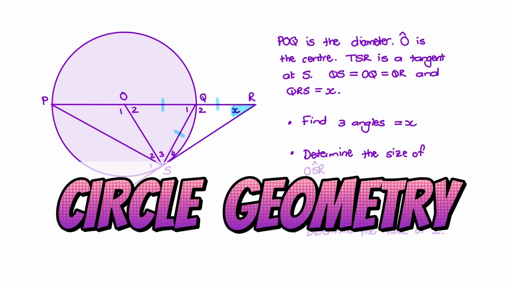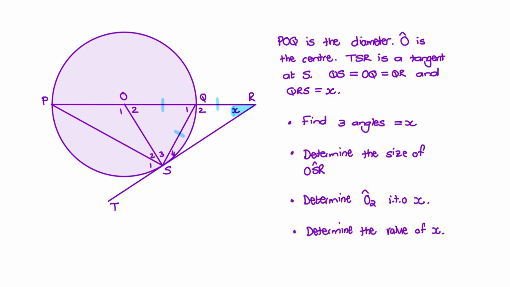We are going on with circle geometry and we have 4 questions to answer. Our first question is find 3 angles equal to x. Next, we want to determine the size of angle OSR. We are going to find angle O2 in terms of x. And then lastly, determine the value of x.